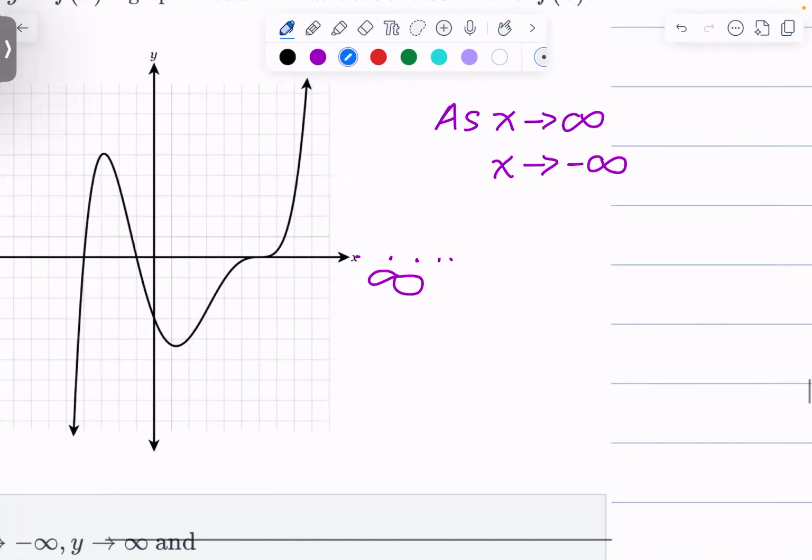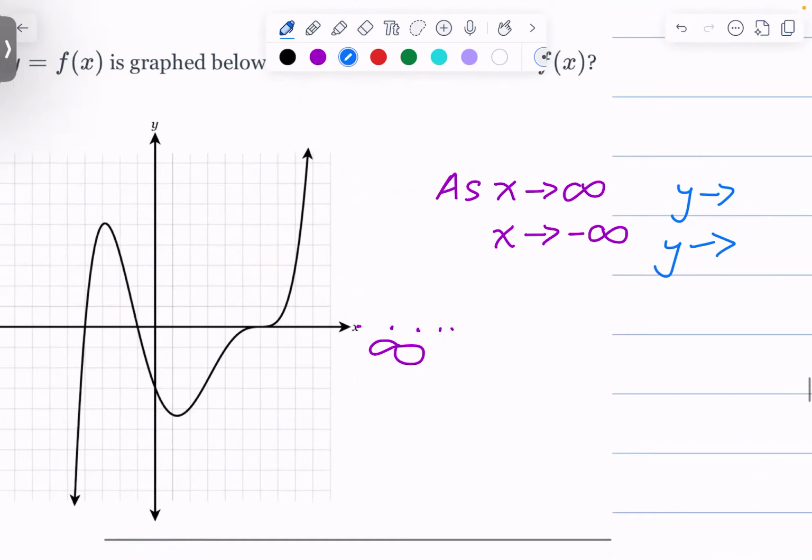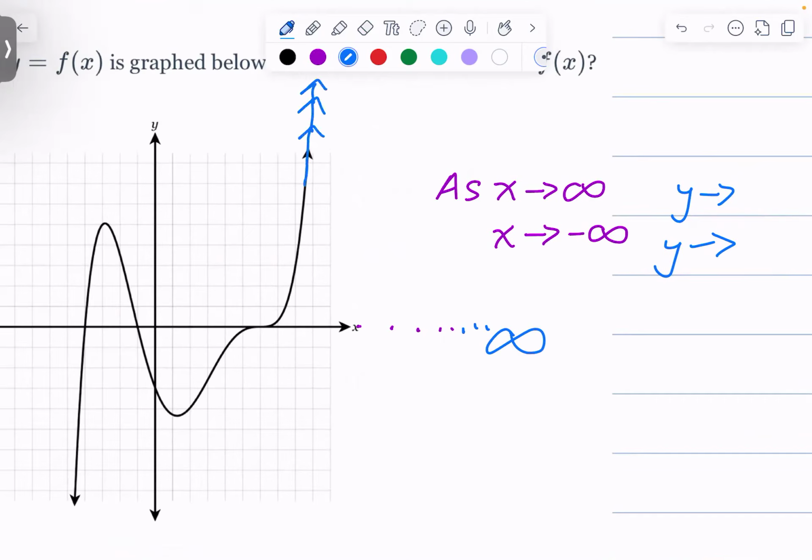Where is my y value headed towards? Headed towards. Okay? Not the exact value. I don't care about the exact value. I just care about where it's headed towards. So as x approaches +infinity, or I'm all the way to the right of the graph, my graph here goes up and up and up, right? Towards what? Infinity. Towards infinity, right? It's going towards infinity.